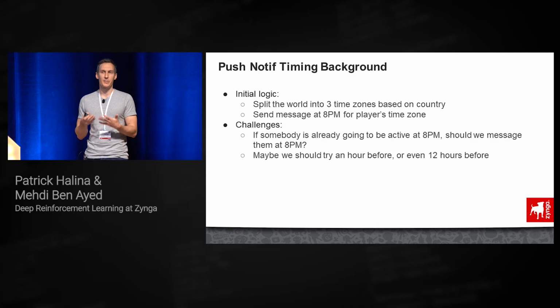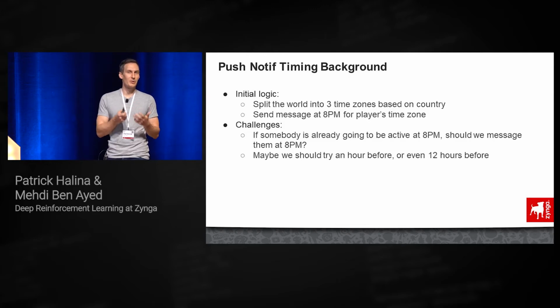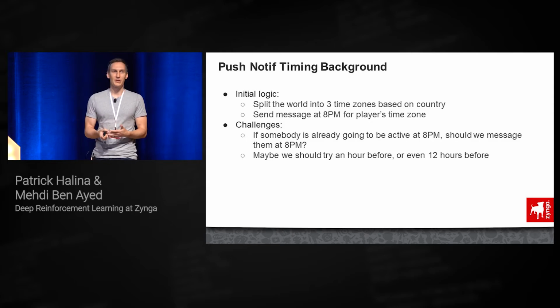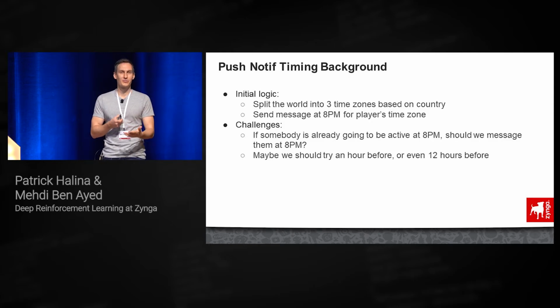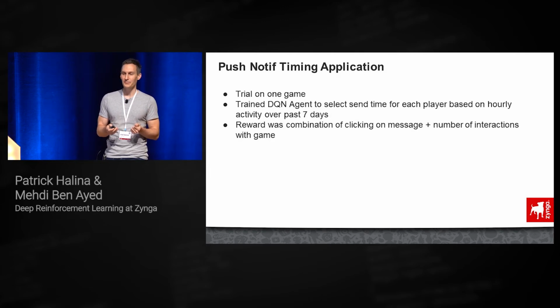It begs the question, if somebody is already going to make a move or play the game at 8 p.m., should we send them a push notification to try and get them to engage with the game at 8 p.m.? Maybe we should send it half an hour later, maybe 12 hours earlier. What's really going to drive an improvement in that KPI? And not only that, but of course, it's not really personalized. People have different schedules. Even if we know someone's on the other side of the world, maybe they're a morning person, right? So what we want to do is personalize this with reinforcement learning.